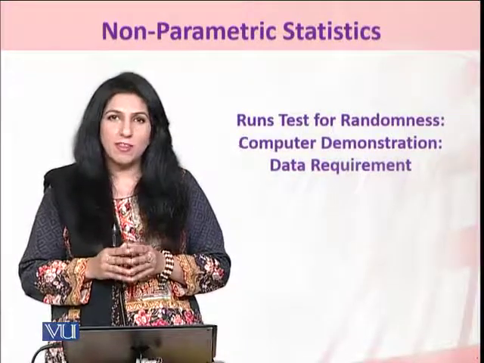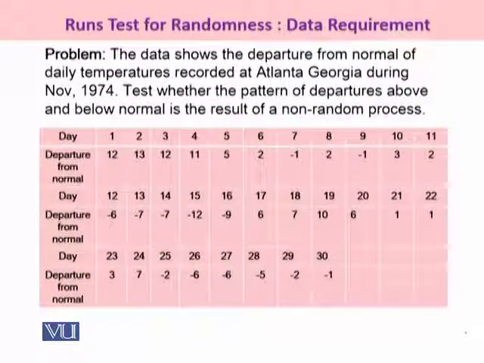using SPSS software. So students, the problem in hand is the data which is being shown to you in the form of a table, depicting the departure from normal of daily temperatures recorded at Atlanta, Georgia during November 1974. You are required to test the pattern of departures above and below normal, that is, whether this particular sample is a result of a non-random process.